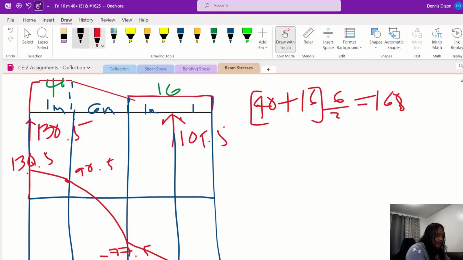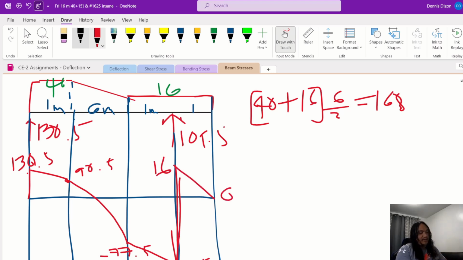So this is minus 93.5. And then we have RB, which is 109.5. So this is 16, and then 16 minus 16 times 1 is 0. So your shear should start from 0 and finish at 0. So this is your shear diagram.